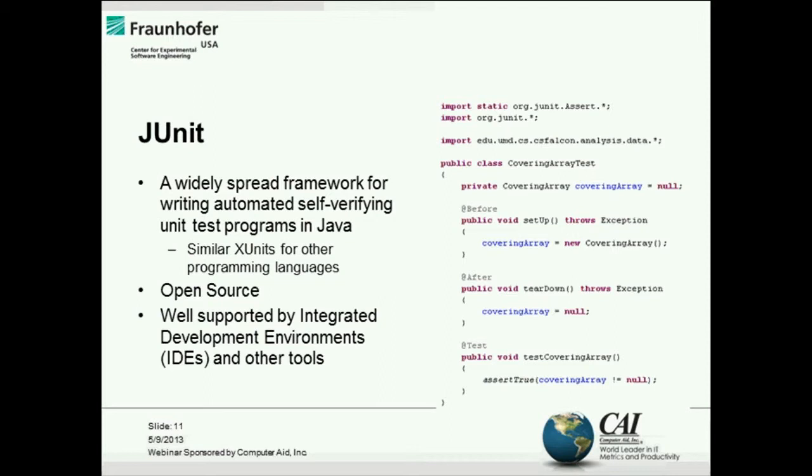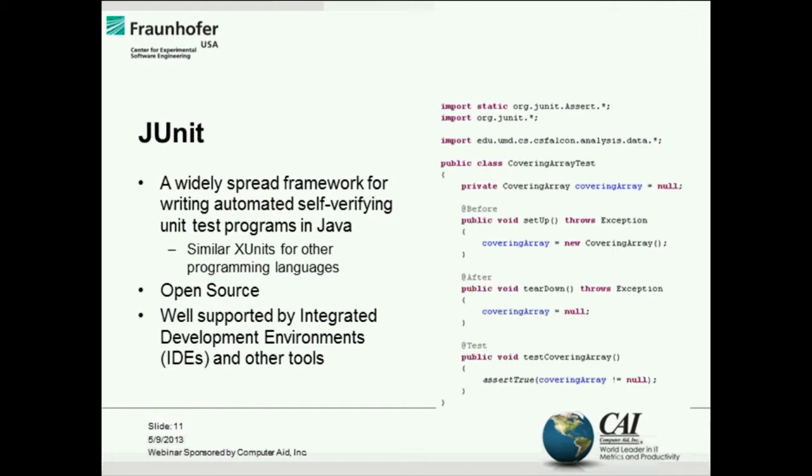I just want to mention JUnit. It's not new, but what we've seen is that it's a really widely spread framework for writing automated self-verifying unit test programs in Java. So it is nice because I would say it's a bottom-up feature. Programmers really like this and use it extensively. And even though we talk about JUnit, which is from Java, there are similar, what we call XUnits, for other programming languages. Essentially the same, but for the other programming languages. So it's all very similar and very useful.